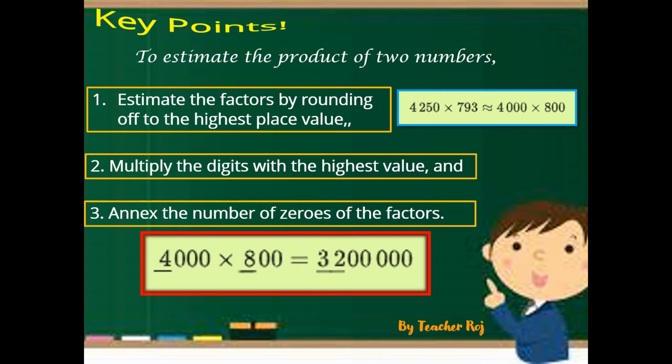Minultiply ang 4 times 8, that's 32. Tapos, ang bilangin mo kung ilang zero yan mula sa 4,000 at sa 800. So, 1, 2, 3, 4, 5. So, 3,200,000. Ayan. So, di ba napakadali lang? Okay. Wala na kayong iisipin na iba.